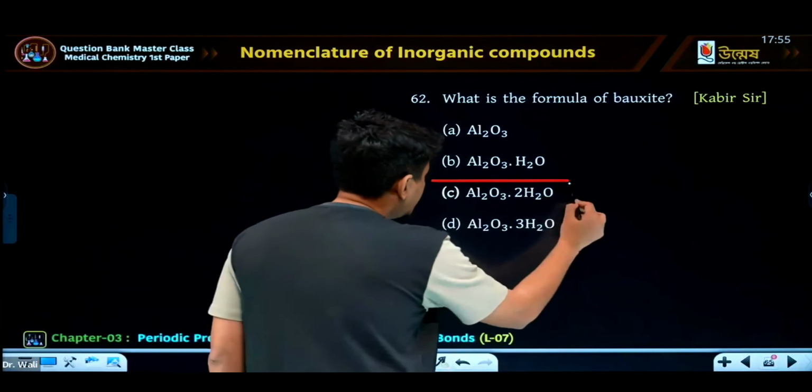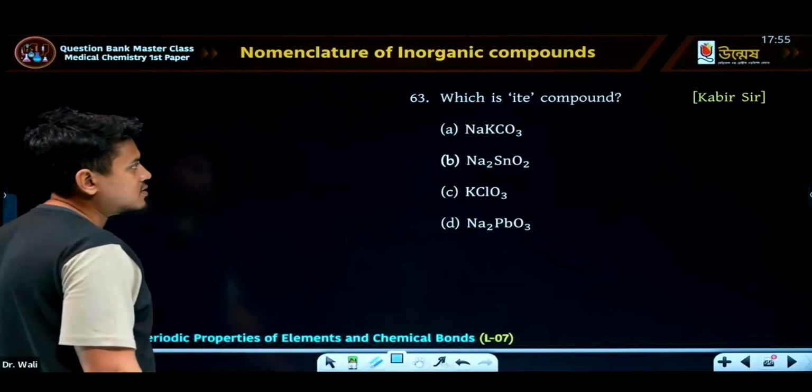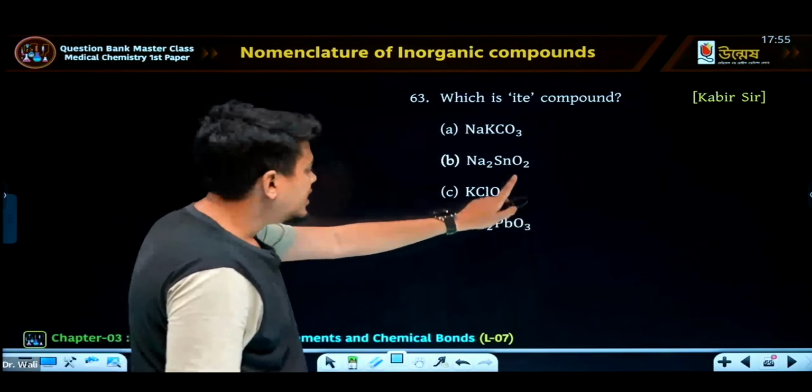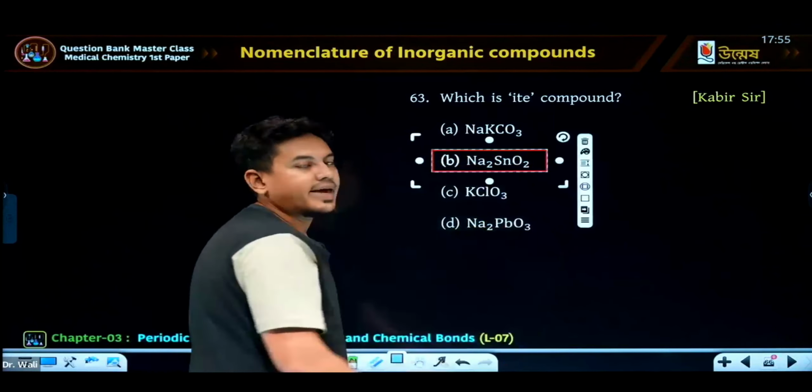What is the formula of bauxite? This is also important. This one is bauxite, this one is gibbsite. Which are -ite compounds? Sodium stannate, sodium potassium carbonate, potassium chlorate, sodium plumbate. Since it has 2 oxygen, this will certainly be the -ite.